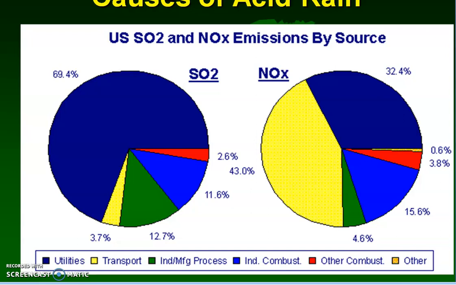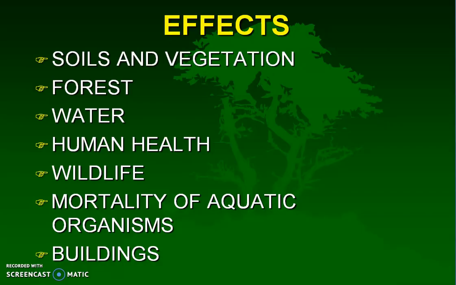And if I talk about the ill effects of this acid rain, it will affect the soil and vegetation. It will reduce the productive value of the soil. It will degrade the forest cover. It will degrade the quality of the water. It will affect human health, wildlife, and also the aquatic life. And it is very common that some monuments and buildings made up of calcium carbonate are also leached by the fall of this acid rain.